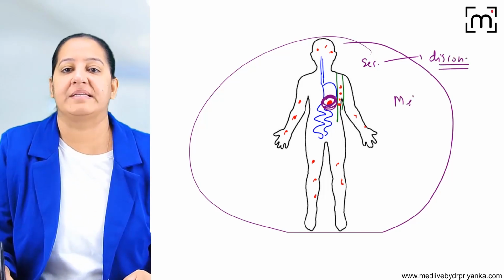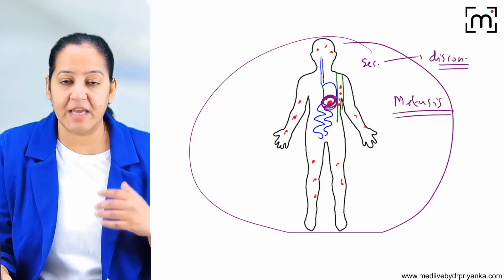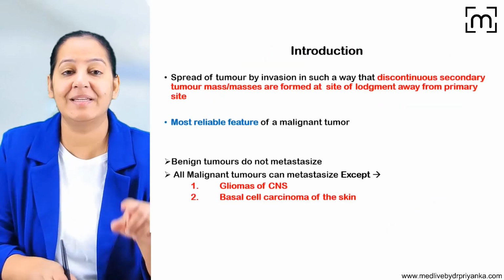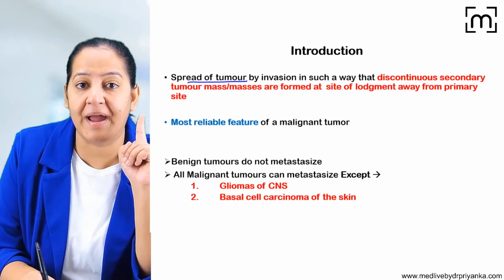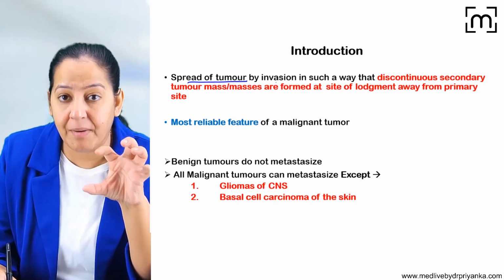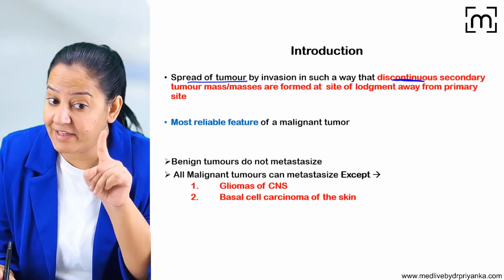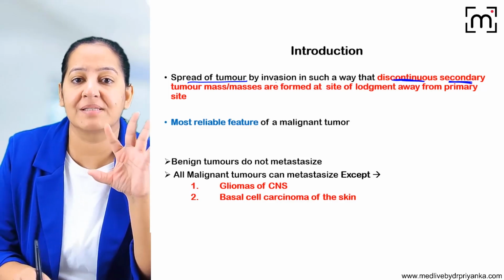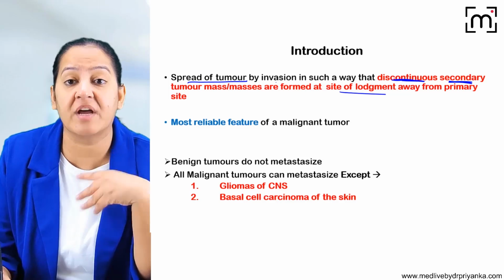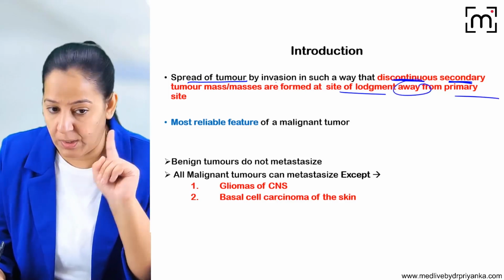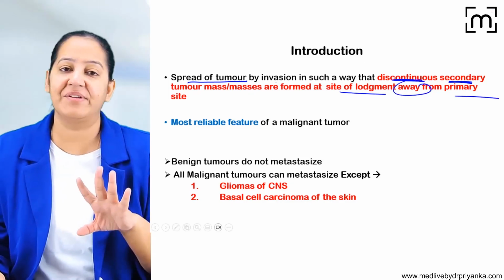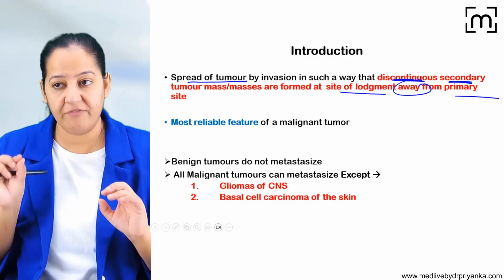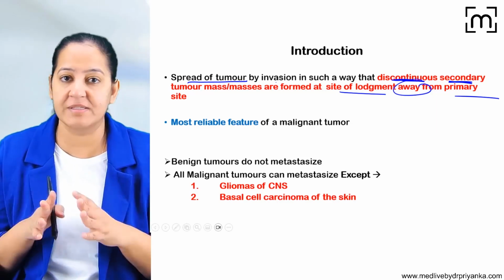That is the definition of metastasis. So if the examiner asks you to define metastasis, how are you going to define it? Metastasis is the spread of the tumor by invasion in such a way that multiple discontinuous, highlight the word discontinuous, secondary tumors or secondary masses are formed at the site of the lodgement, which are away from the primary. So there is one primary and multiple secondaries are formed which are discontinuous from and away from the primary, at the site where the tumor cells lodge.